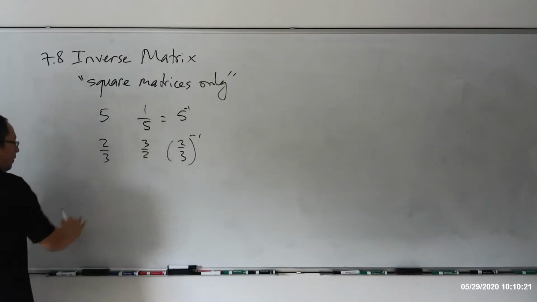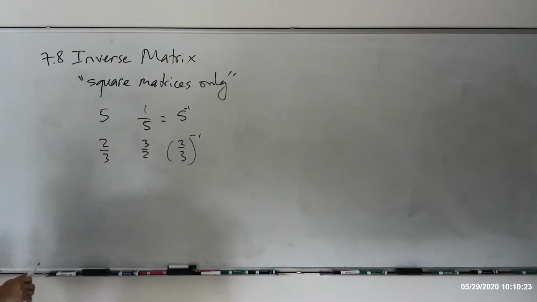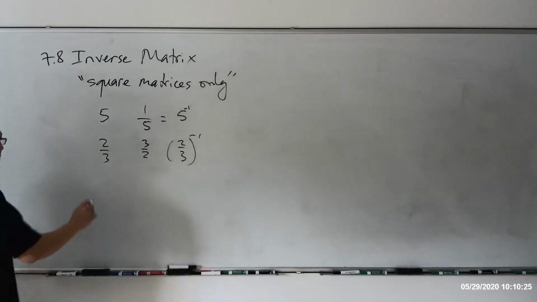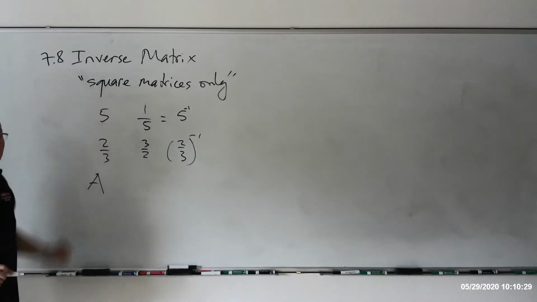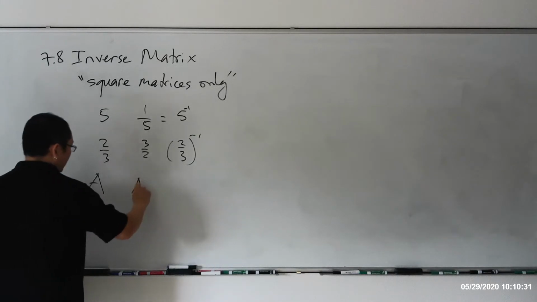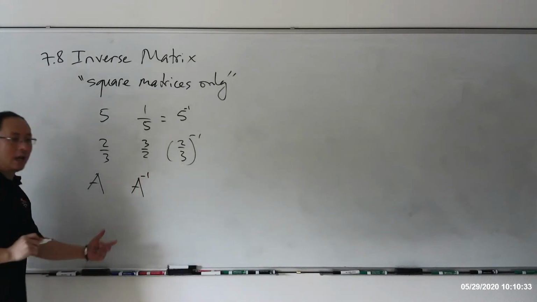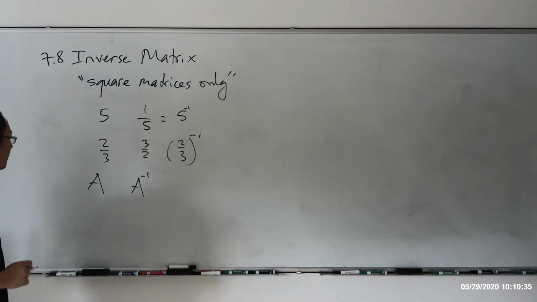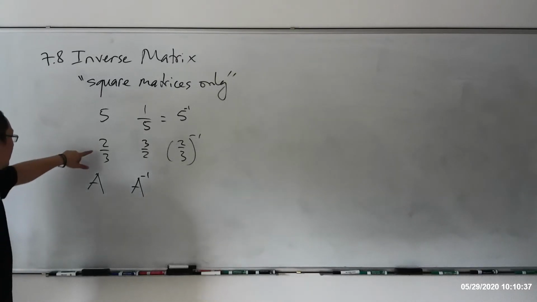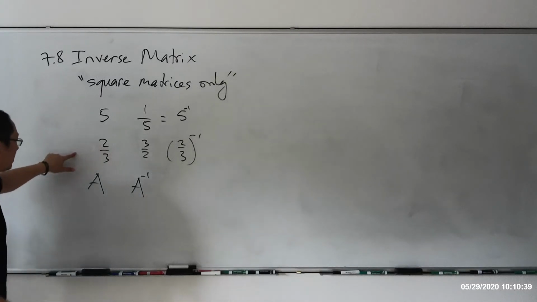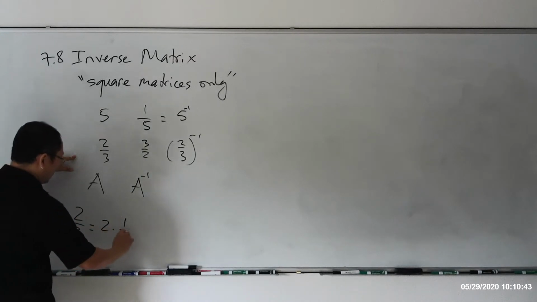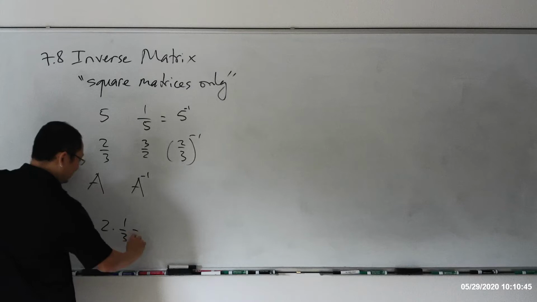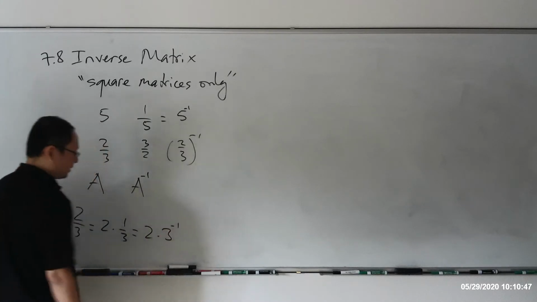Okay, so when we inherit that kind of notation, we bring it to a matrix. So if you have a matrix A, square matrix, of course, then the inverse of matrix A will be denoted as A to the negative 1, means A inverse. Okay, and think of it's 2 over 3 right here. So you can think of 2 over 3 as 2 times 1/3, right? And that means 2 times 3 to the inverse.